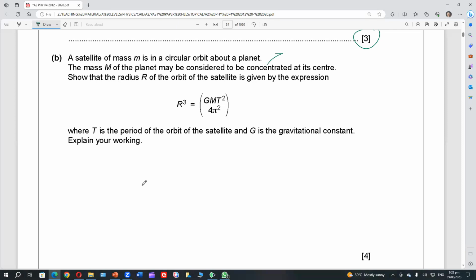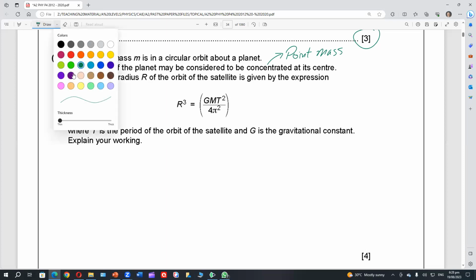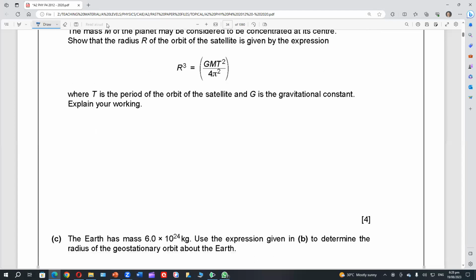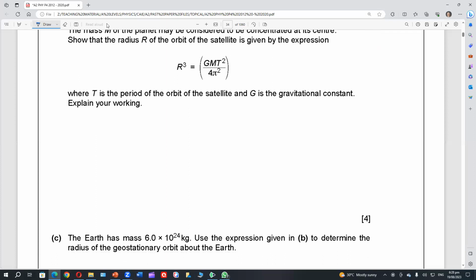This type of info means that it is a point mass. So that the radius of the orbit, then again, it is the same geostationary orbit that he's asking to go for. This is their favorite derivation. This is where A2 is really different, really very nice. They keep on asking one thing, that Kepler's third law.